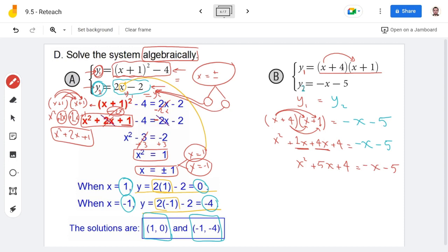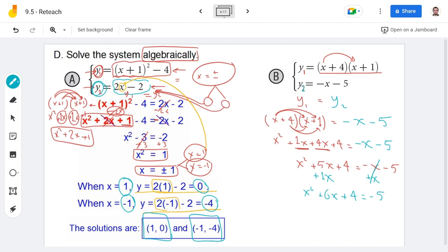Now, what you have to do, first, let's add x to both sides, plus x here and plus x here. So these cancel out, and what remains is x squared. 5x plus 1x is 6x, plus 4 equals negative 5. Now solve this.